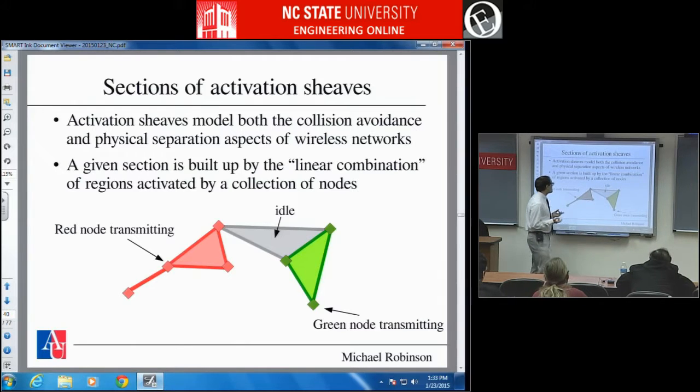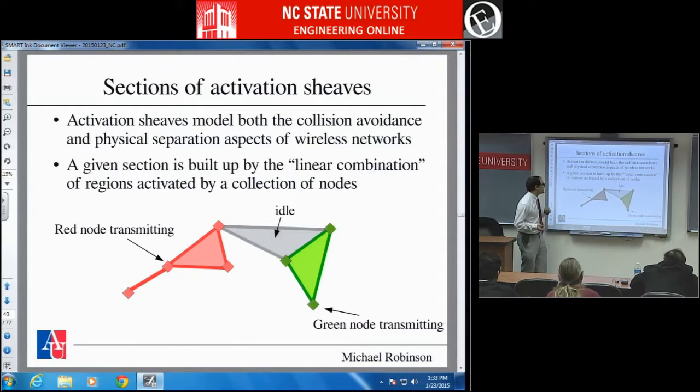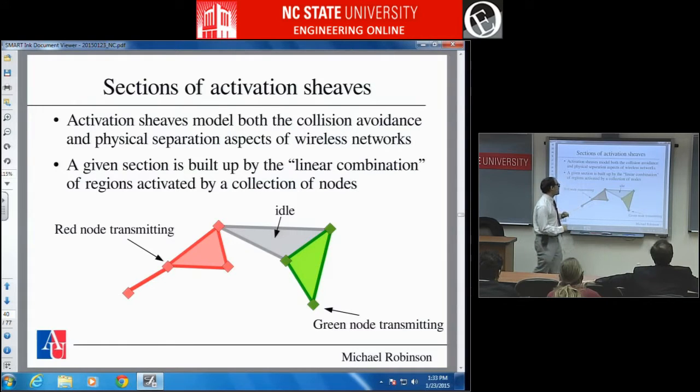Okay, so in some sense, a global section of this activation sheaf is built up in linear combination of these various smaller pieces. Now I say, with quotes, linear combination, because this is not a vector space. I'm not adding things. I'm doing something kind of like adding, but I'm not adding things. There's actually a lattice structure that's getting played off of here. But the point is that this is a good way to tear this apart.